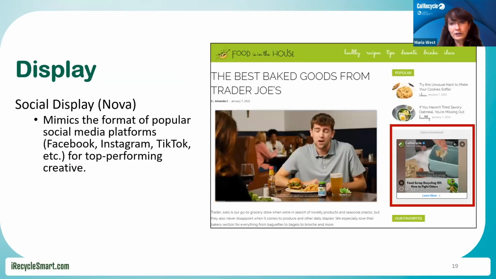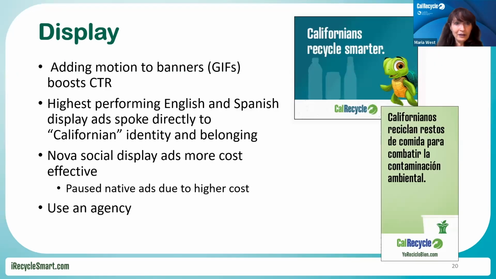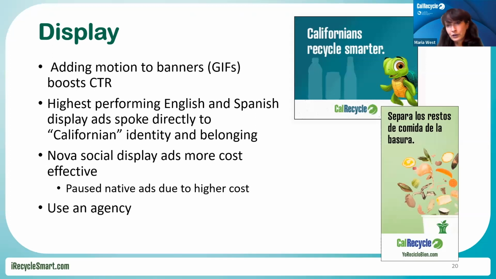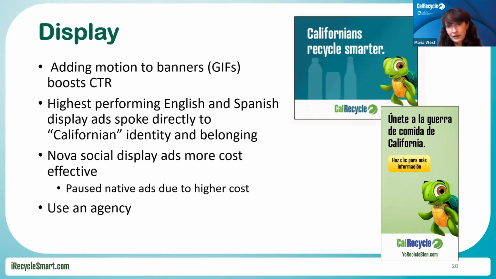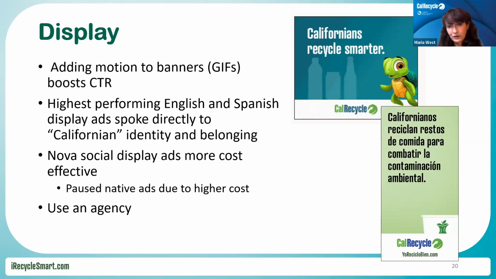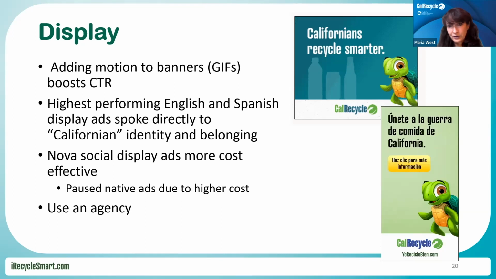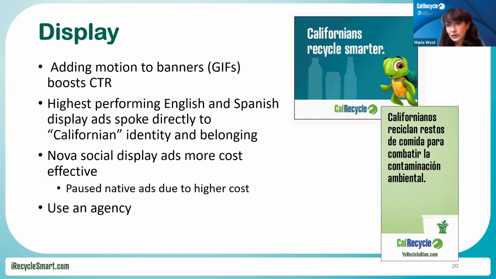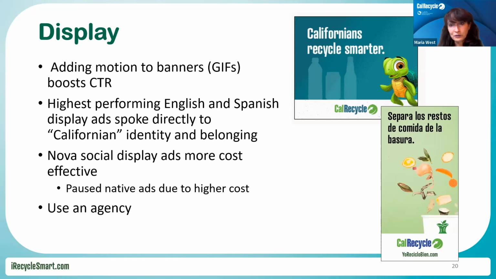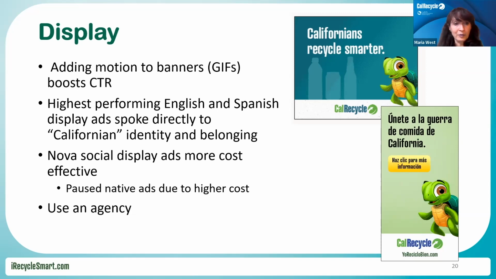So social display looks like a social media post, and that includes Facebook, Instagram, TikTok type posts, and it's for the top performing creative. It's a great way to highlight it and make it look friendly and familiar to your audience. And this is the kind of format it would be on a website. And then adding motion to banners, GIFs, boosts your click-through rate. So you see here we had this Spanish version. We really liked what RSC did with this, where they were adding the veggies. We did see a lot of actual video performing better than the animated GIFs, but it is something that's a little more dynamic than your static images.